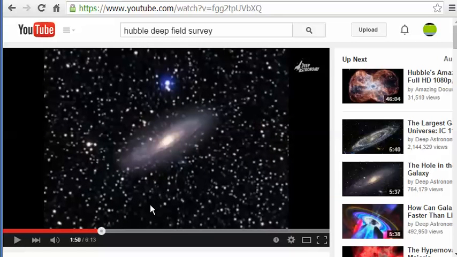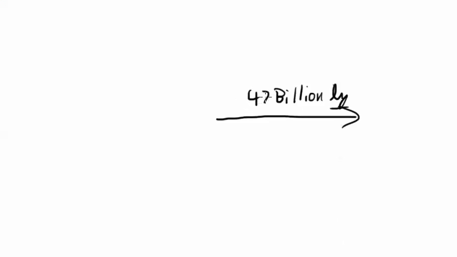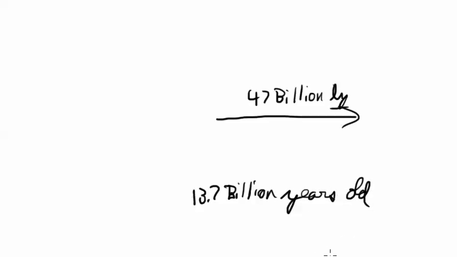So, he says that the universe is 47 billion light years in radius. Now, that can be compared to the universe being 13.7 billion years old. Or not light years, but years.